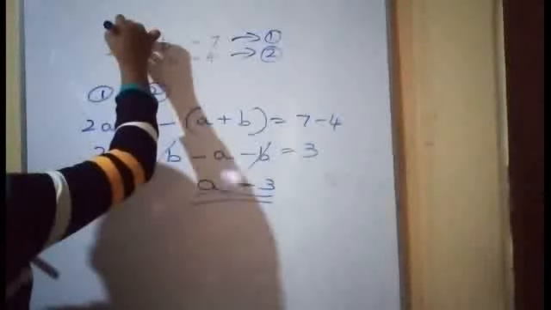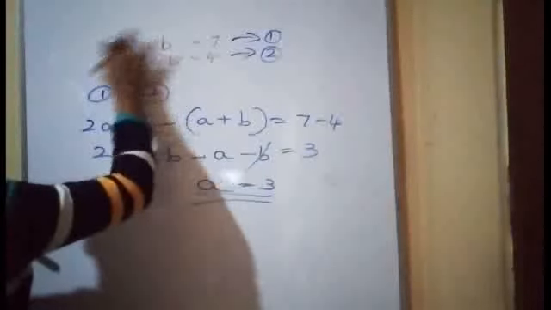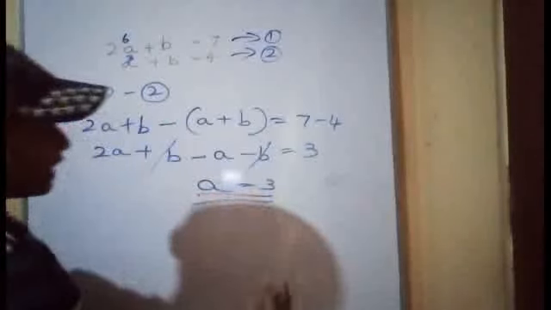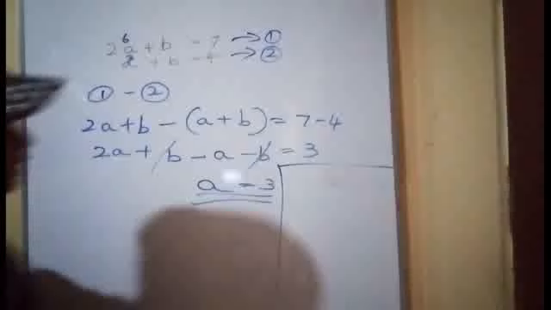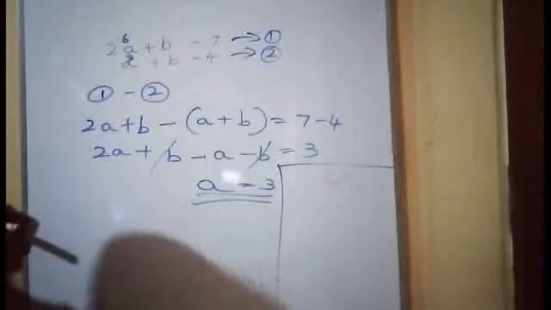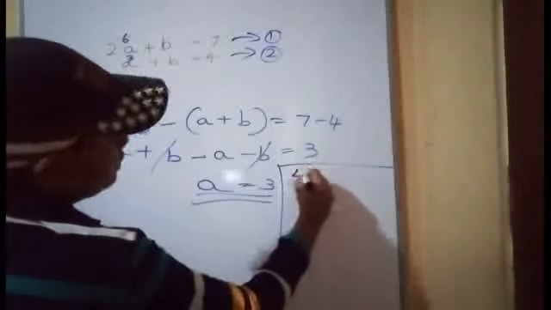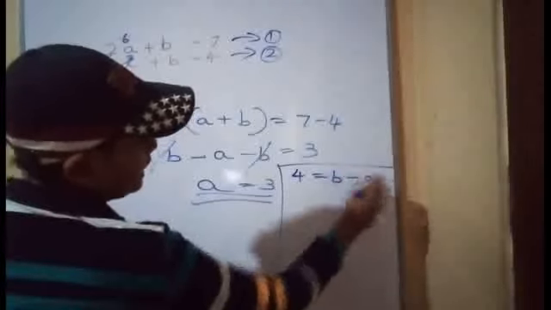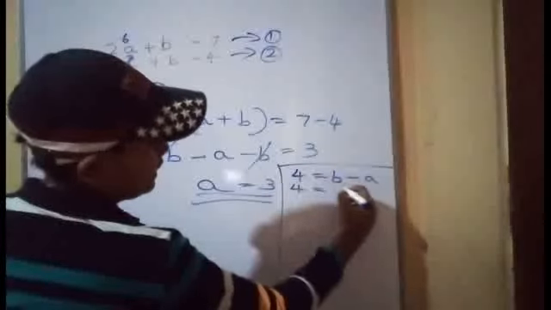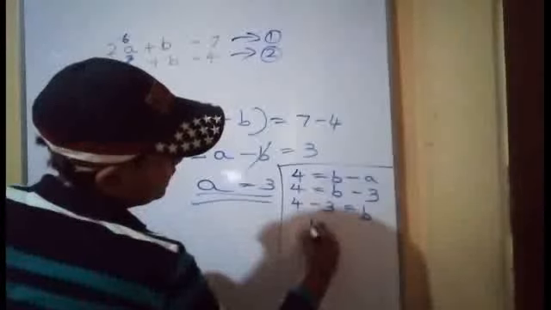a means 3, and 2a means 3 times 2 is 6. Now let's find the b value by substituting a equals 3. 4 equals a plus b, that means 4 equals 3 plus b, so b is 1.